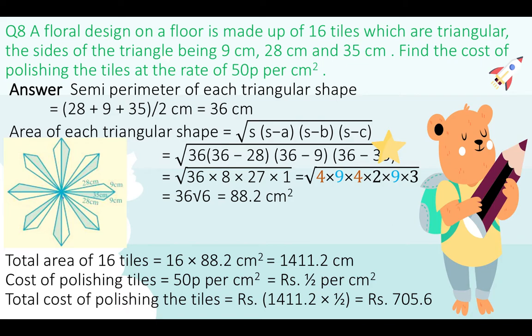Now I know rate of polishing is 50 paisa per centimeter square. 50 paisa means 0.5. In rupees I can write this as 0.5 or 1 by 2 rupee. 50 paisa means half of a rupee. So I can either write it as 1 by 2 or I can write it as 0.5. So on multiplying this rate with the area to be polished, I get the answer as rupees 705.6. This is my answer. I hope this question is clear to everyone.